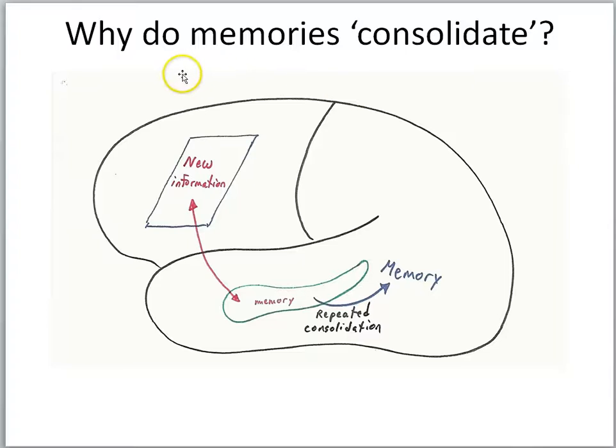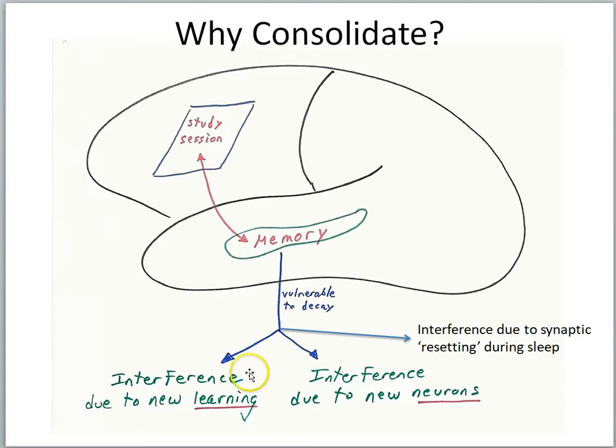In a previous lesson, we asked the question, why do memories undergo the consolidation process? Why are they transformed over time? Why are they reorganized across multiple brain sites over time? And we considered three possibilities.